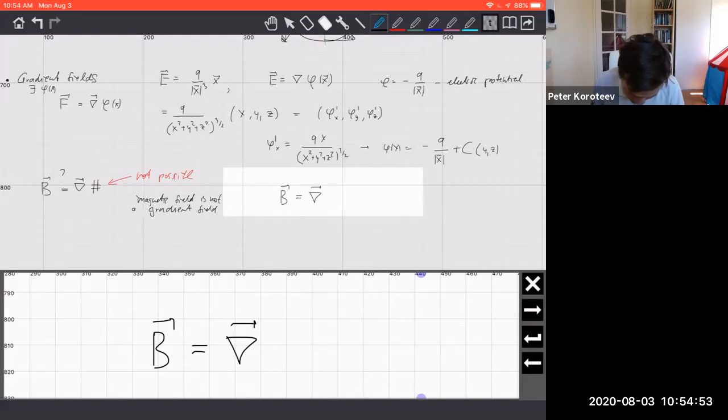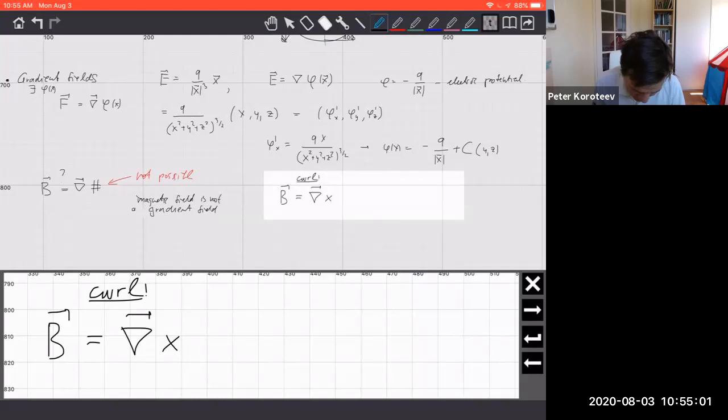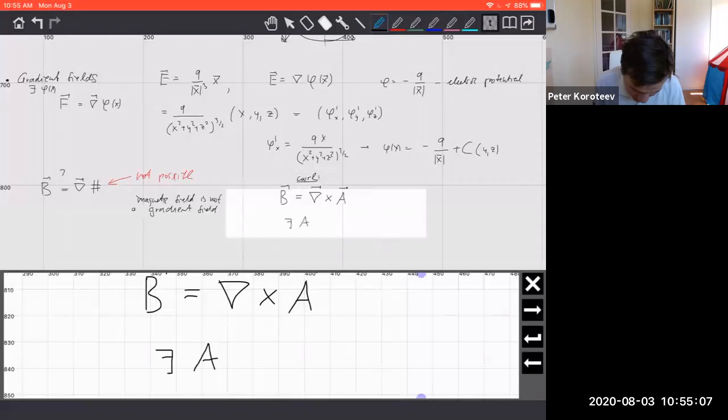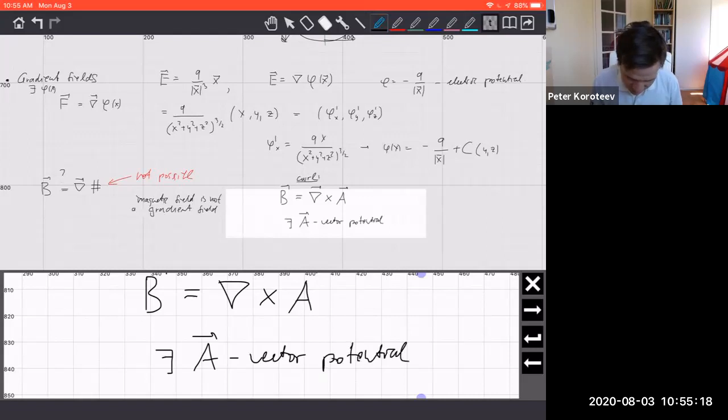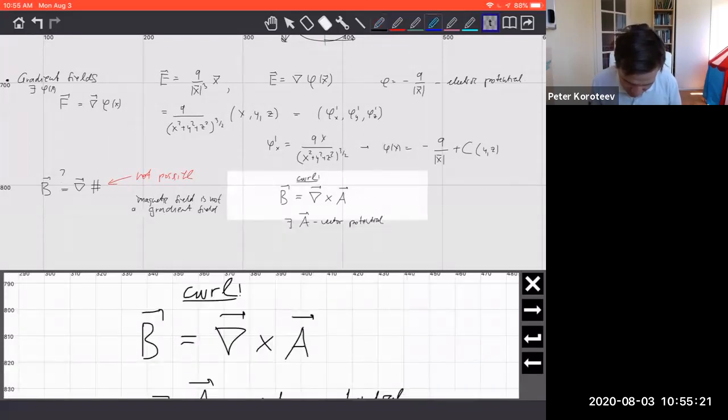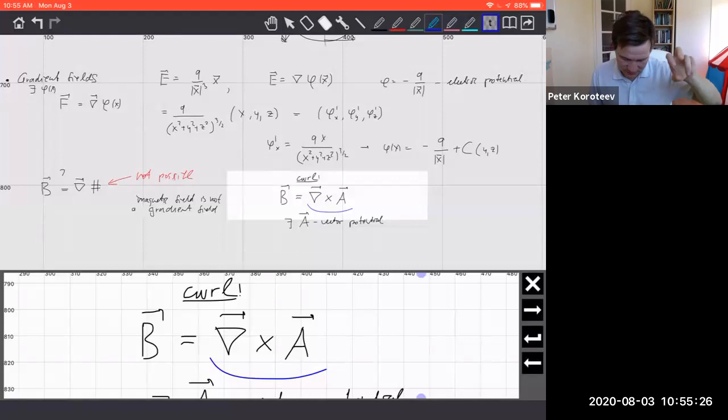There's an operation which we'll introduce soon. It's called curl. We'll have it later in the class. So it's curl: nabla cross some function A. So there exists a vector field A, which is called the vector potential. What you need to do is formally take the cross product of this nabla symbol and this vector field, as if you're calculating a cross product.